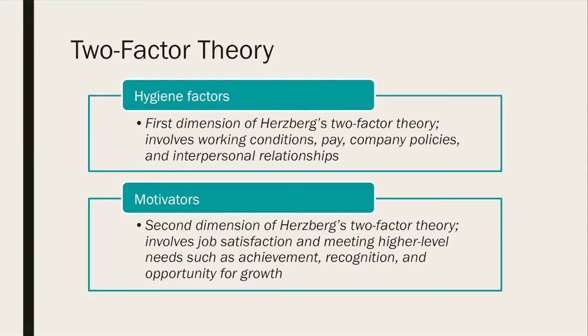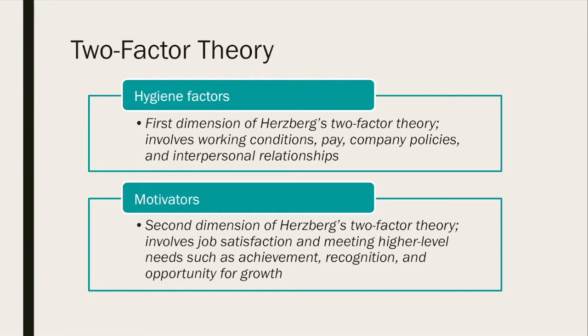Now, if these are not met, then most people won't even work for that company in the first place. So these are the basics that have to be there. Now, just because you're getting paid and you get along with everybody, that doesn't mean you're going to be motivated to do your job. So the other side of the coin, according to Herzberg, would be the second dimension, which are called motivators. And this includes, as you see here, job satisfaction, achievement, recognition, and opportunity for growth.